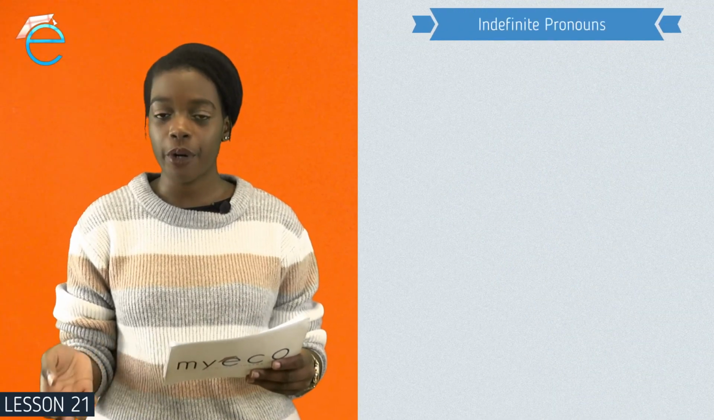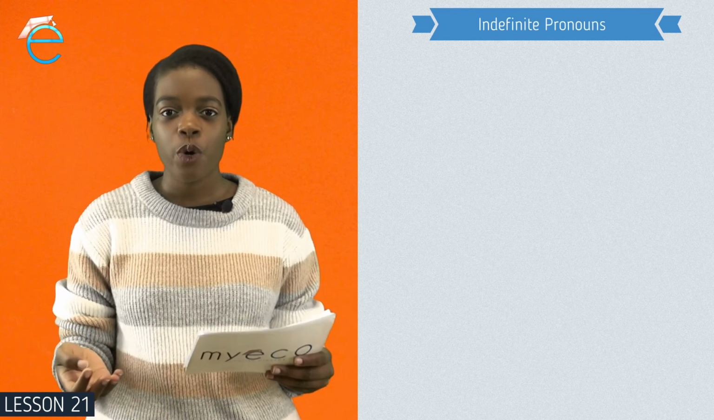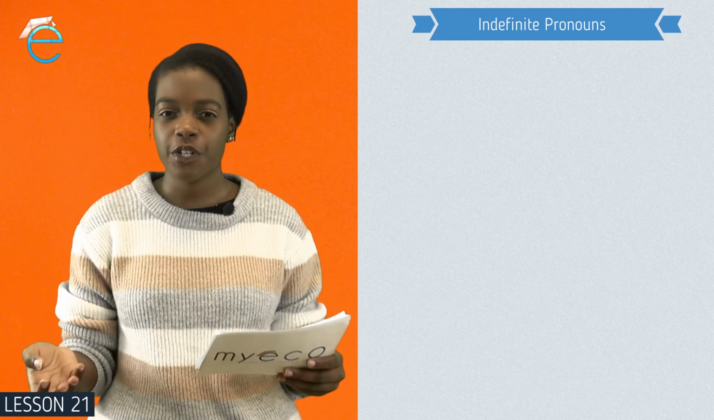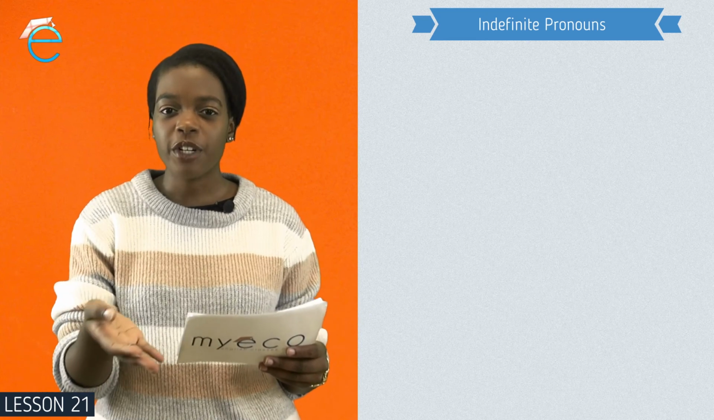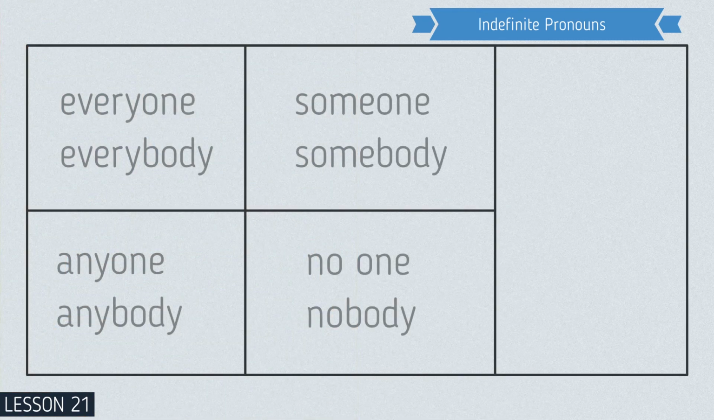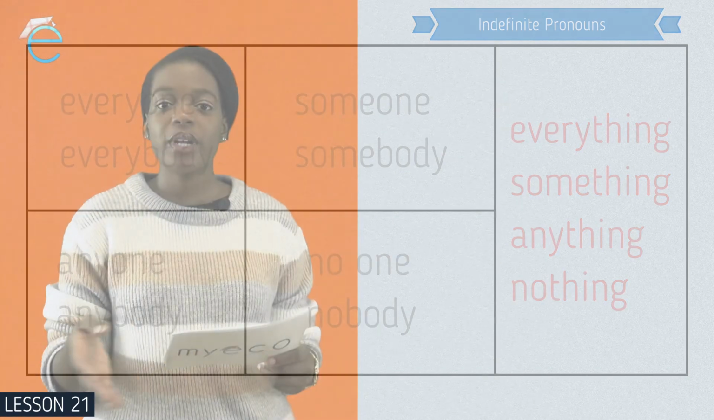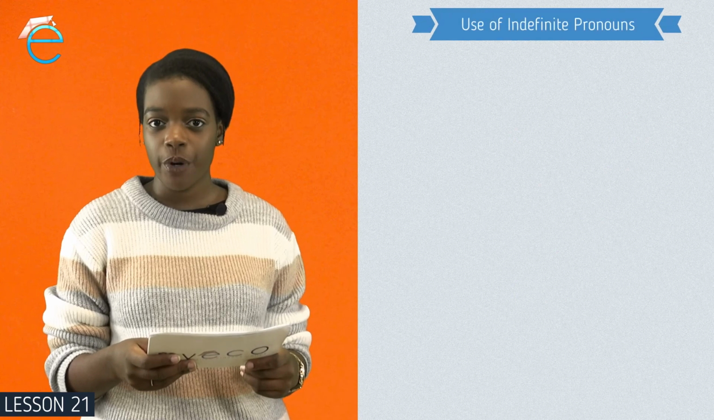Okay, so the first group we're going to start off with are indefinite pronouns. We use these when, like the name says, we're not being specific about a person or speaking about a specific person. So this can include someone or somebody, anyone or anybody, no one or nobody, and for objects we can say anything, something, nothing, everything. So let's have a look at how we use indefinite pronouns.